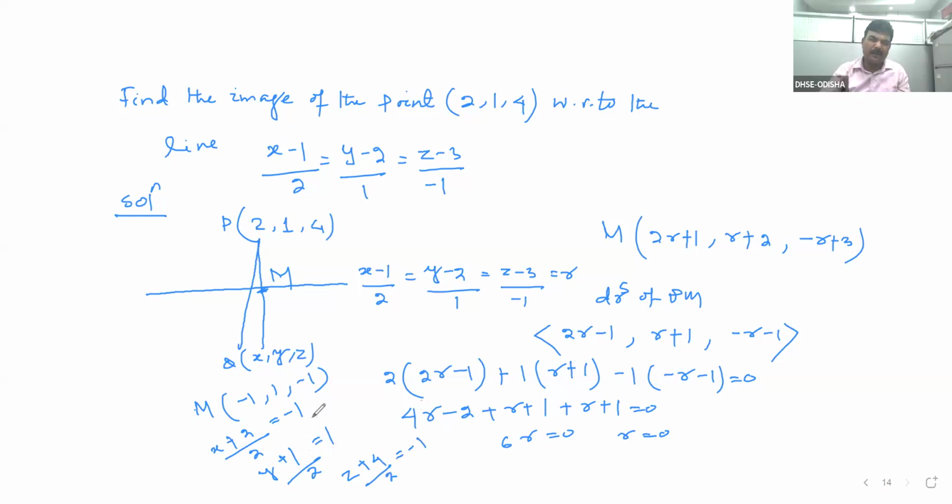So x is equal to minus 4. So coordinates of the image of the point are minus 4, y is equal to 2 minus 1, that is 1, and z is equal to minus 2 minus 4, that is minus 6. Okay, this is the answer.